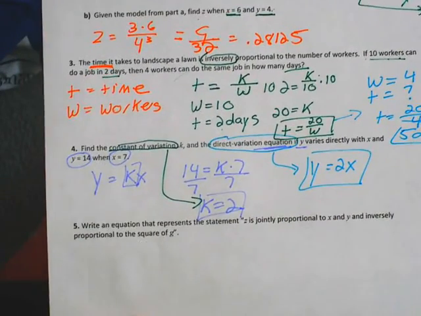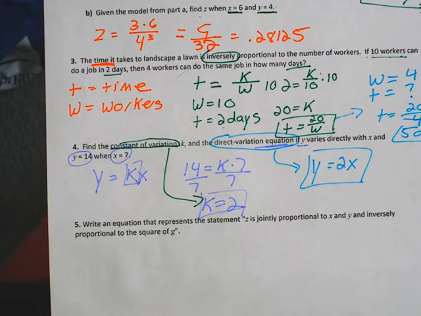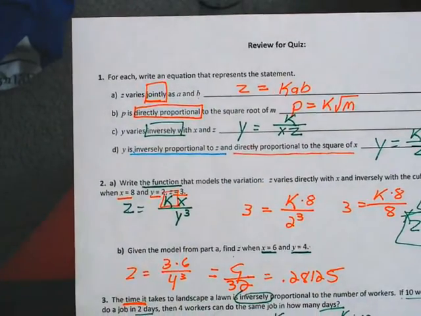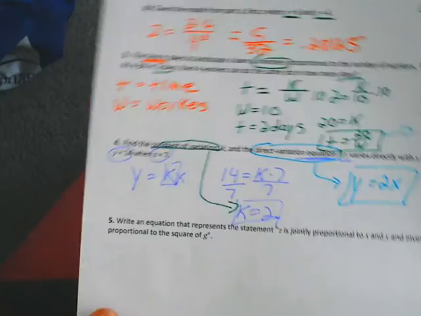All right, let's look at the next one. Write an equation that represents the statement Z is jointly proportional to X and Y and inversely proportional to the square of G. Okay, so it's basically the same thing we were doing up here. It just looks a little different the way that it's worded, but it's the same thing.